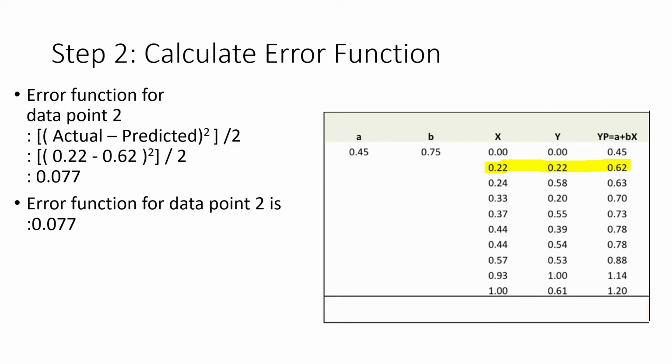I'm going to use the error function as sum of squared errors. There are many other error functions like mean squared error and absolute error, but we'll be using the sum of squared error function for this example. The sum of squared error is equal to actual minus predicted, the whole square, divided by 2. For data point 2, the actual value of y is 0.22 and the predicted value is 0.62. We take the difference of those two numbers, square it, and then divide by 2. We get the error for data point 2 as 0.077.